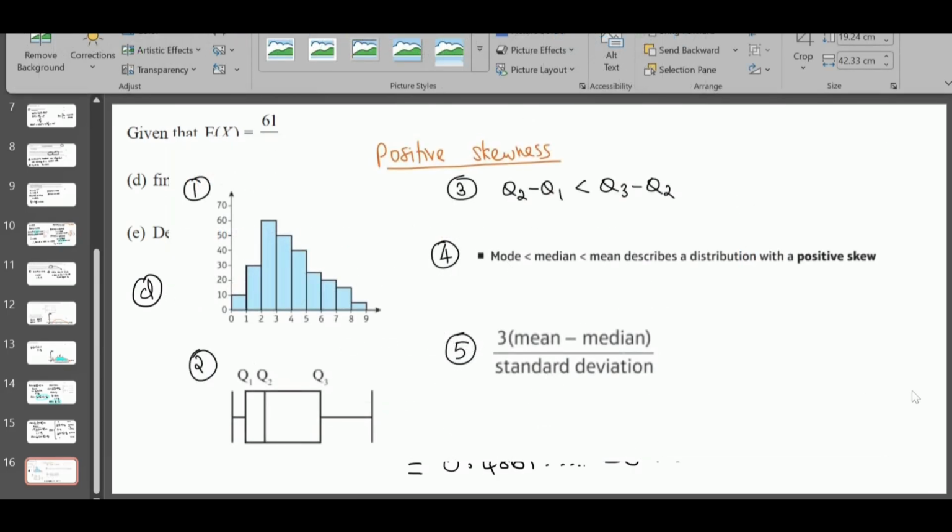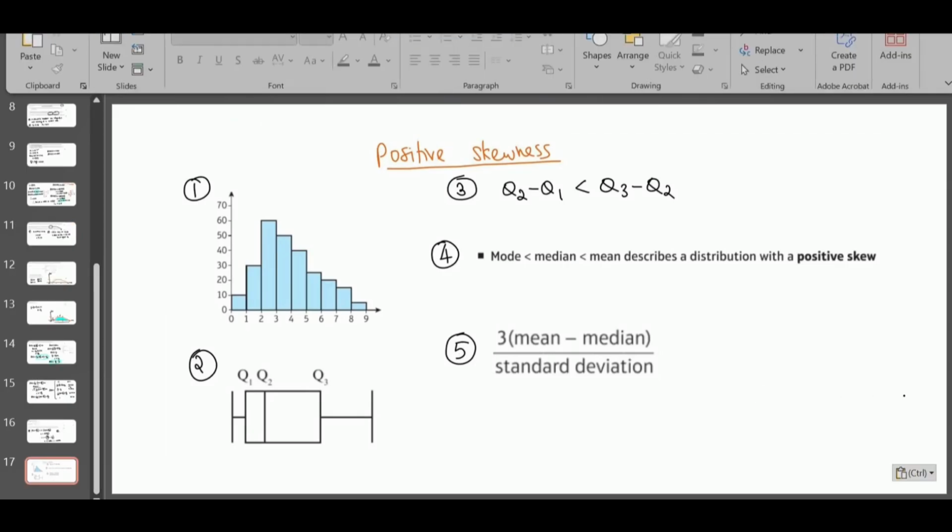For skewness, I'm going to show you. Look at this figure. These are all the conditions for positive skewness. You can take note of this figure. If you see the opposite way, that's negative skewness. So if median is smaller than mean, that's positive skewness.